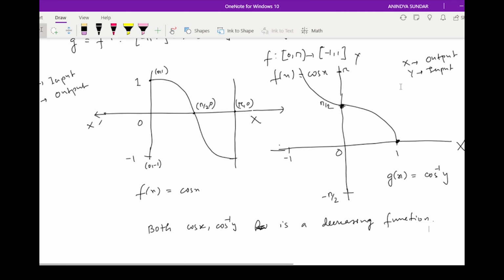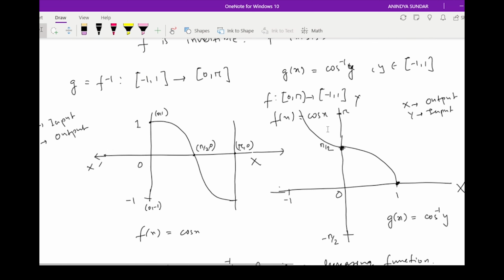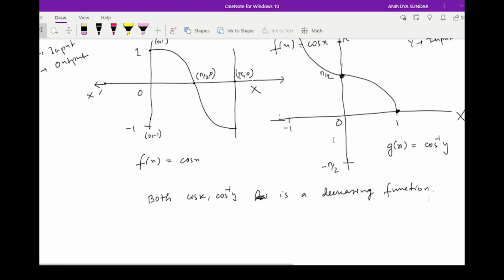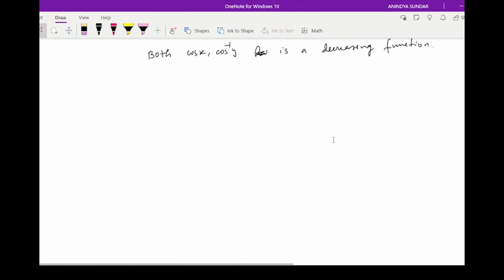And the domain of cos inverse is, it is taking input from -1 to 1, so the domain is -1 to 1. Sorry, for cos x the domain is from 0 to pi, and the codomain is -1 to 1. So the domain of cos inverse is -1 to 1, and the range or codomain is 0 to pi. So this is the domain and codomain.